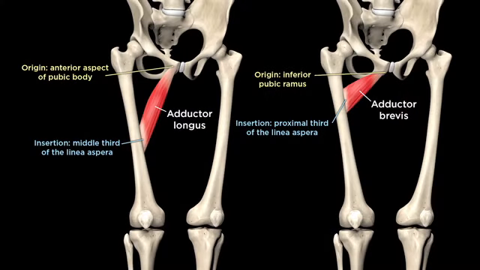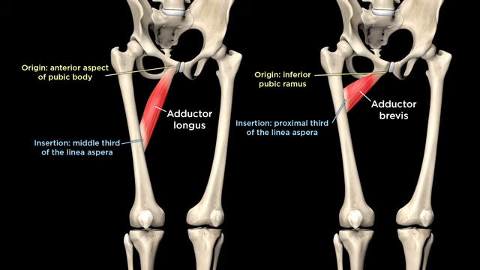The three muscles of the adductor group are named for their relative sizes: adductor brevis, adductor longus, and adductor magnus. Magnus means great in Latin, named for its great size. Typical of longus and brevis pairs, the adductor longus is more superficial. It sits just medial to pectineus and takes origin off the anterior aspect of the body of the pubic bone. It inserts on the middle third of the linea aspera.